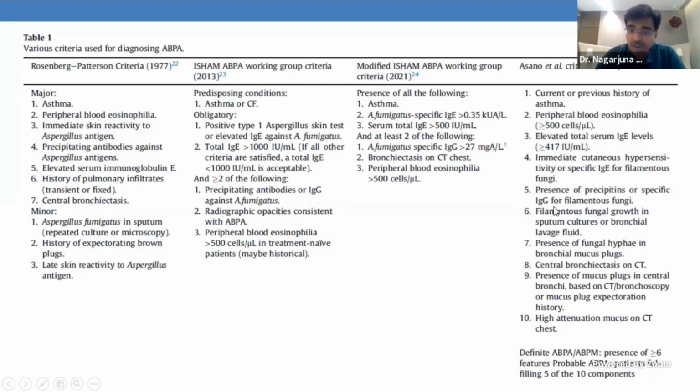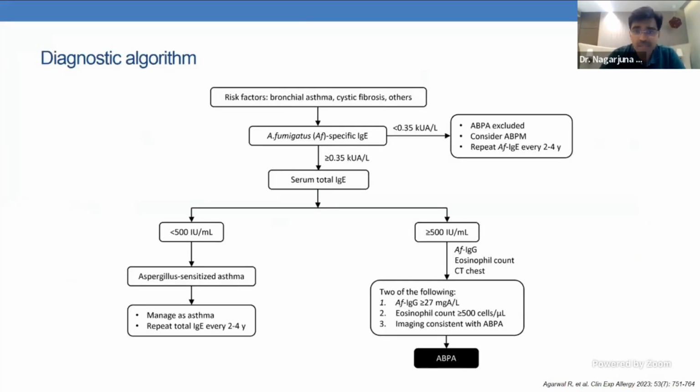Then there is another group from Japan, which is also very, very active on ABPA. That is the Asano criteria, where they give a lot of importance to bronchoscopy and mucus plugs. If you can see, they have classified ABPA based upon the presence or absence of mucus plugs, because they feel that makes a lot of difference to the prognosis. Now, the diagnostic algorithm. Whenever you have a person with risk factors or a compatible clinical presentation, you should do a screening test.